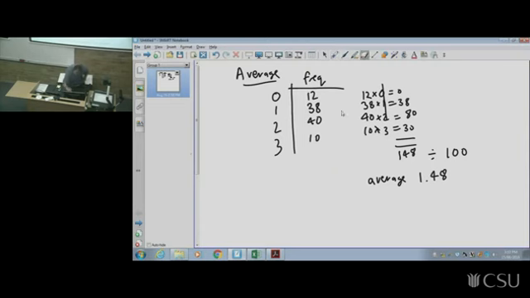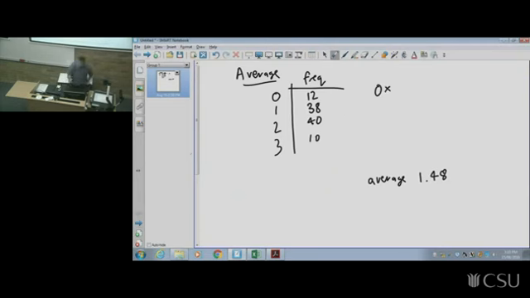So if you think of basically what we're doing here, essentially we're multiplying the number by how often it happens. So we take 0 and multiply by how often it happens, 12 in this particular case, and then divide by the grand total. So effectively multiplying 0 by 12 over 100, and 1 by 38 over 100, 2 by 40 out of 100, and 3 by 10 out of 100. If you then add up all those numbers, you would still get that 1.48 again.